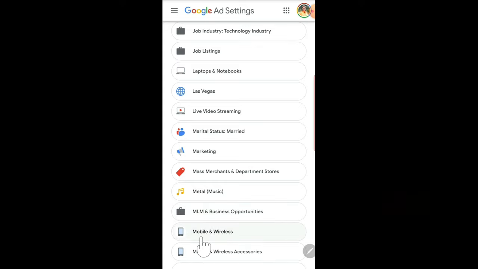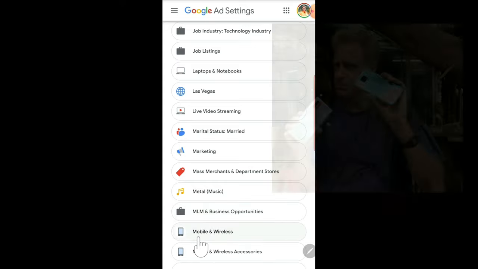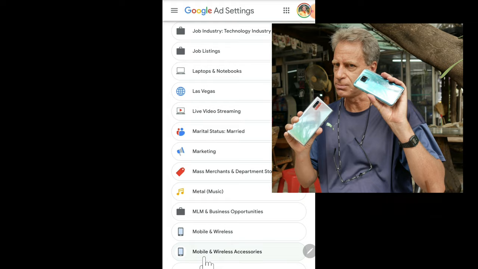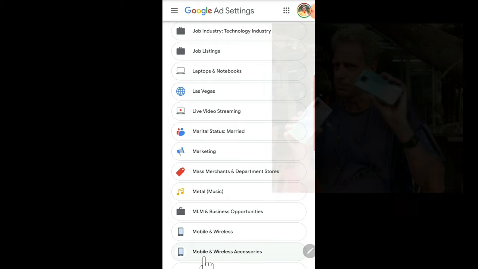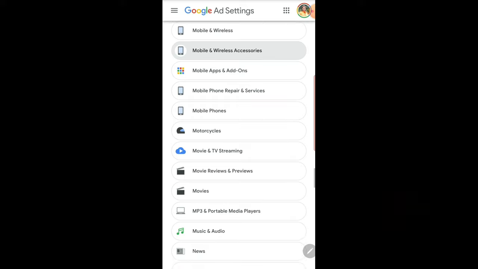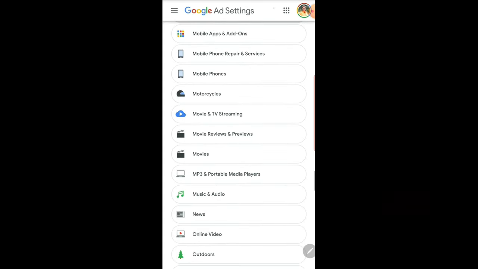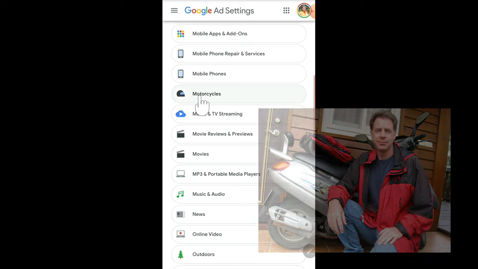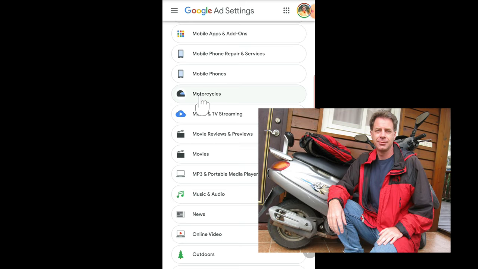Mobile and wireless, of course, I'm very interested in smartphones. Mobile and wireless accessories. Again, a no-brainer there. Though I never get any ads for mobile accessories. Mobile apps and add-ons, sure. Mobile phone repair, definitely. Mobile phones. Motorcycles, yeah, I mean, I ride scooters quite a bit in my lifetime, though I've not had a motorcycle.